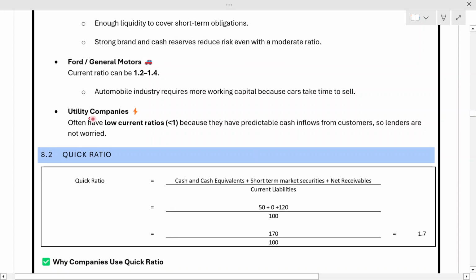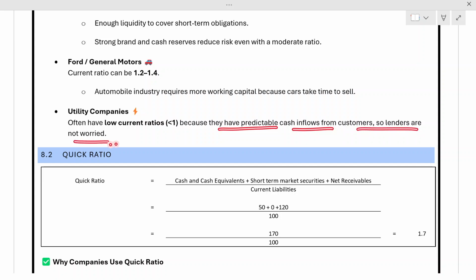And lastly, utility companies often have a low current ratio, less than 1, because they have predictable cash flows from customers, so lenders are not worried. Electricity and utility companies don't have many debtors because they have monthly cycles, within which people pay their electricity charges. So there is high predictability, due to which there are lower debtors, lower current assets, and therefore a lower current ratio. So this is the usage of the current ratio.